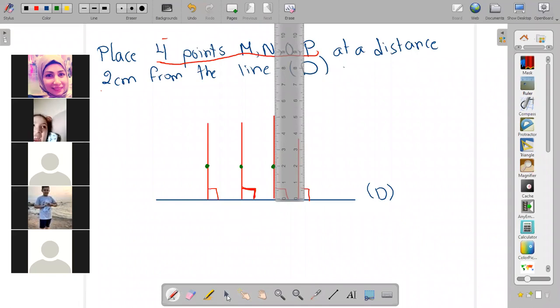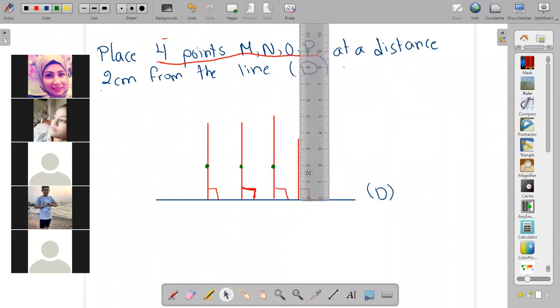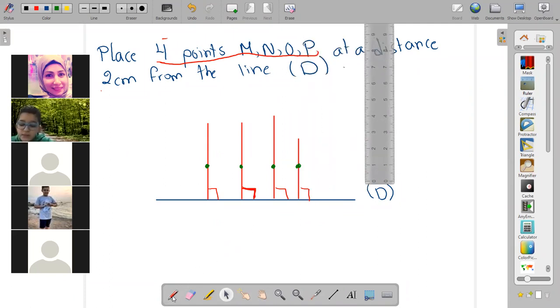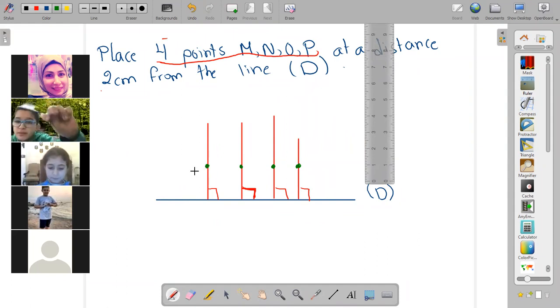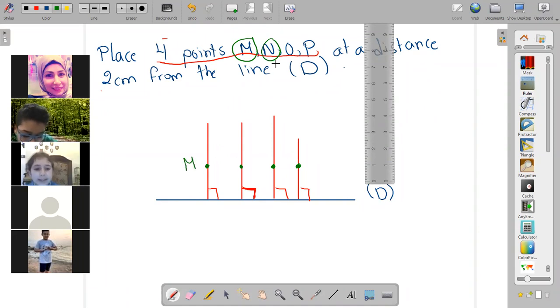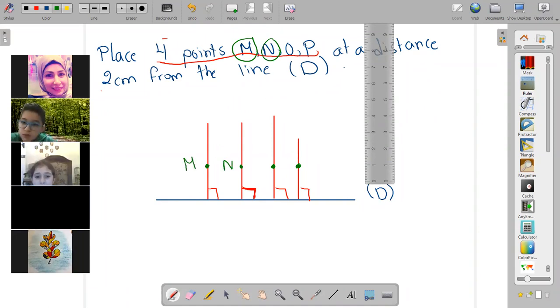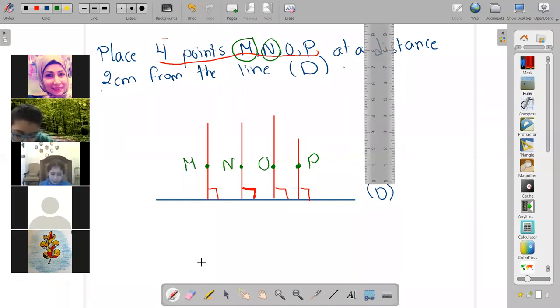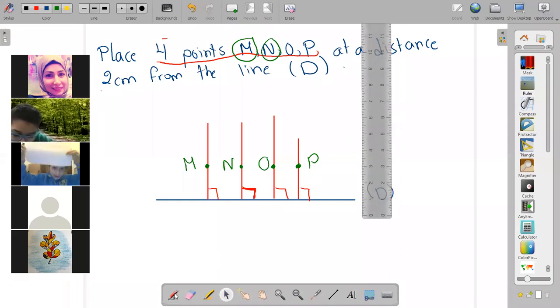Teacher, I'm done. Okay, I will move it slowly, then I will measure the fourth one. Teacher, it's okay if all of them are the same length? No problem. Don't forget to name the point. The first point is M. Then N, then O, then P. Bravo. Name these points: M, N, O, P. Yes. I wrote them. Bravo.